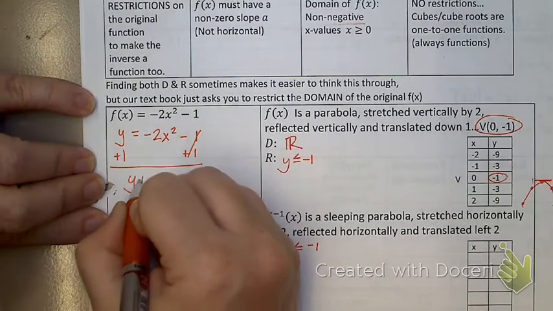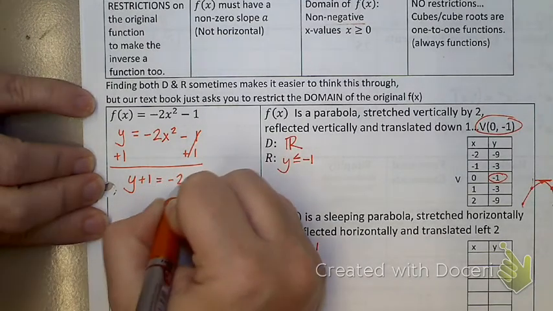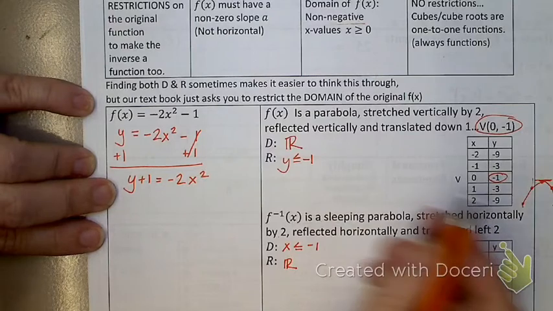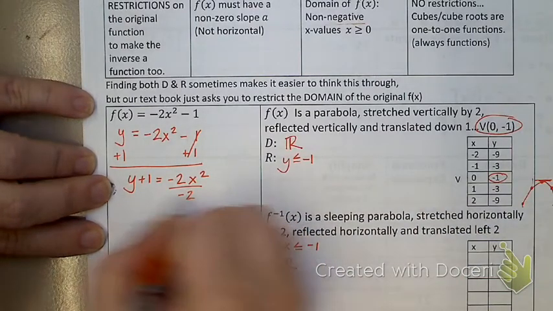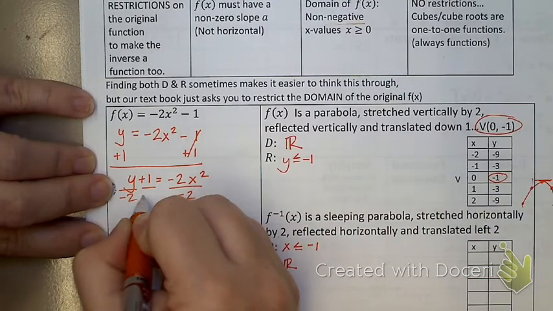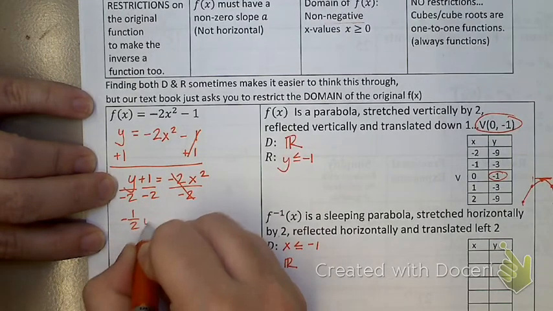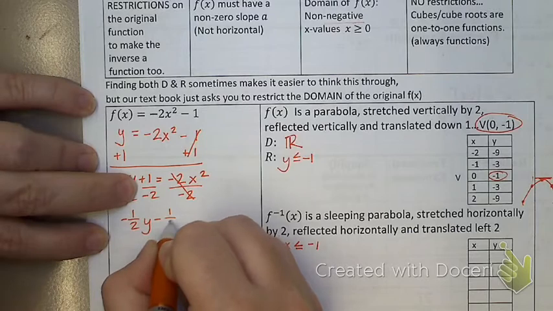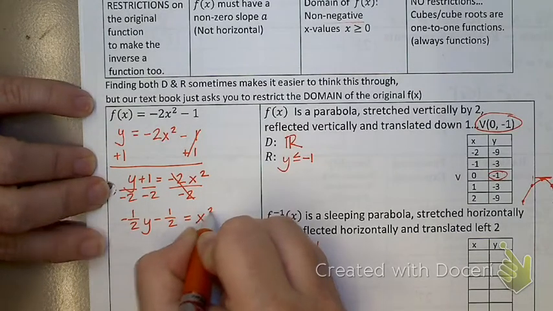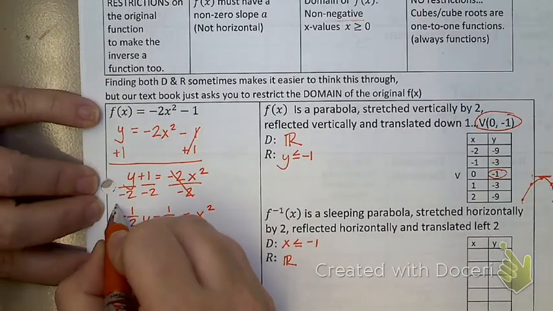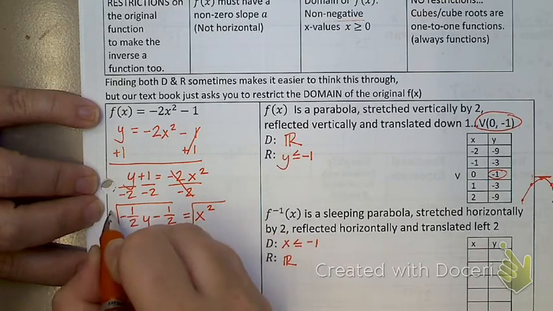y plus 1 equals negative 2x squared. I'm going to divide everything by negative 2. So I get negative 1/2 y minus 1/2 equals x squared. And now I need to square root. And when I square root, I need to remember plus and minus.